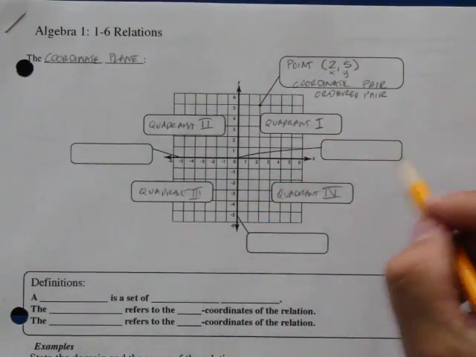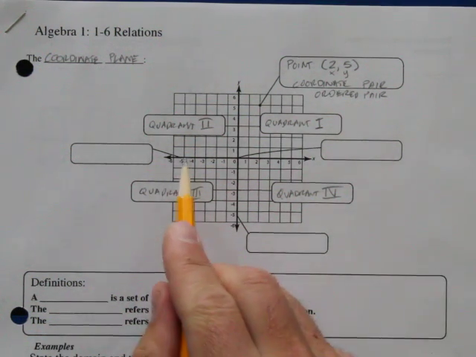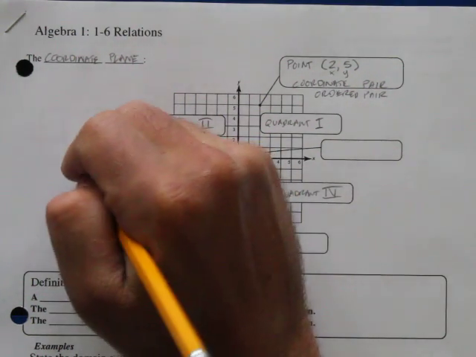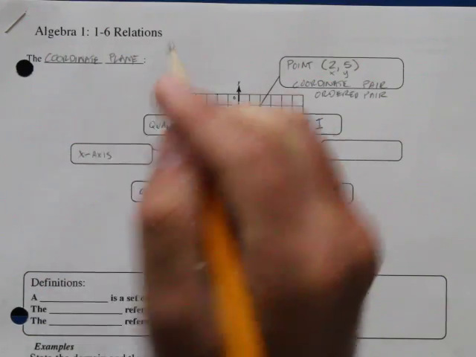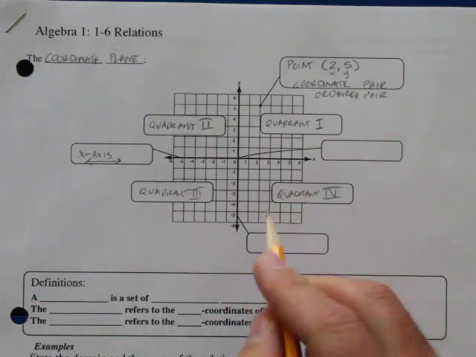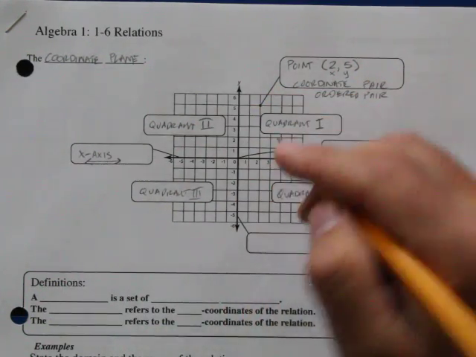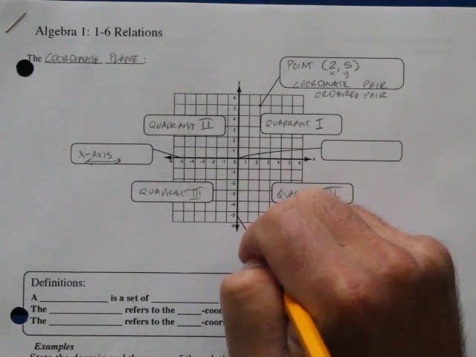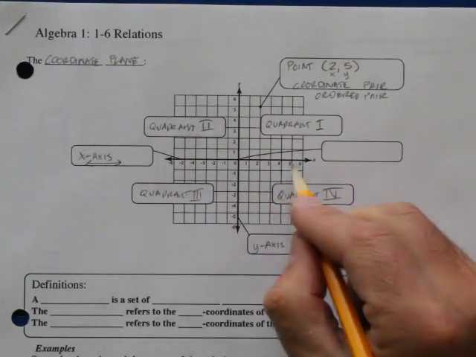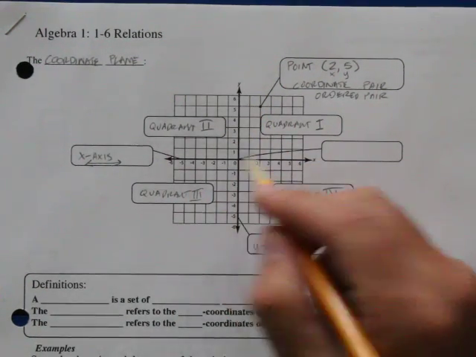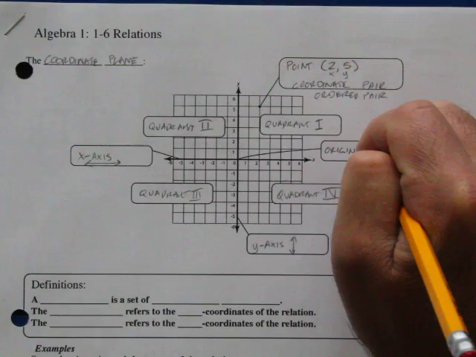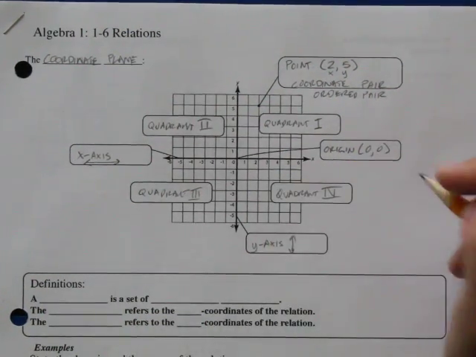Now let's continue here. We got a few more boxes. This line right here, this is called the x-axis. And this one goes left to right. It's the horizontal axis right here. And then this axis, that is the vertical axis, this is the y-axis. Goes up and down. And where the x-axis and the y-axis meet right here, this is called the origin. And that is 0, 0. That's the point at the origin, 0, 0.